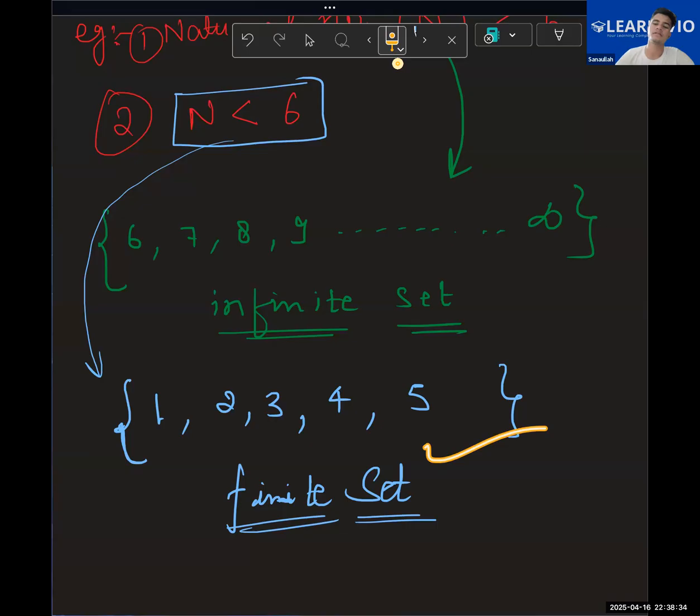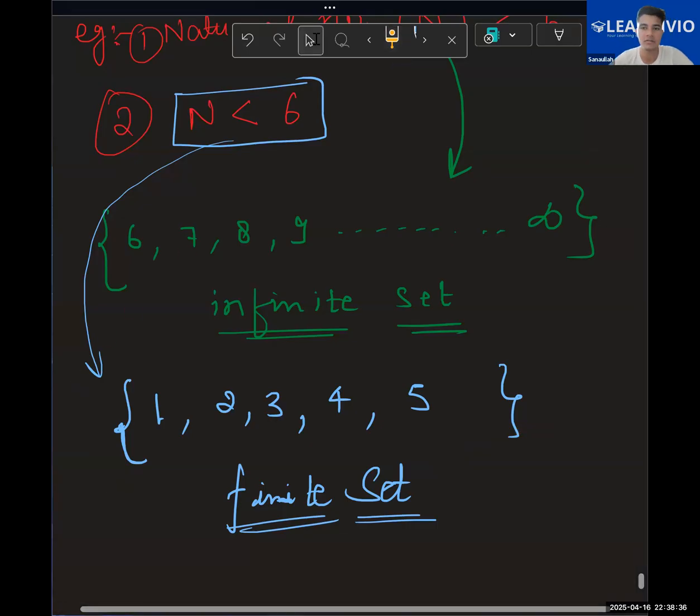Yes, sir. So this is a finite set. Understood? What do you mean by infinite and what do you mean by finite set? Now is it clear to you? Yes, yes, sir. Okay, good.